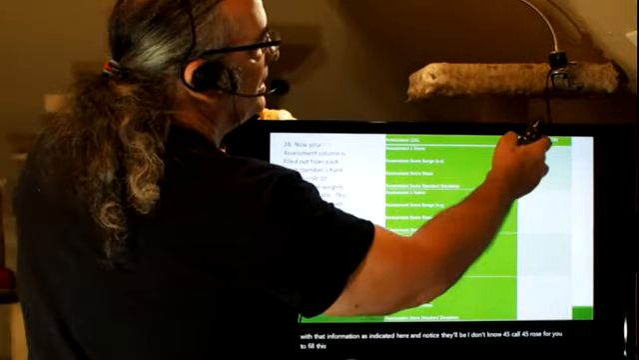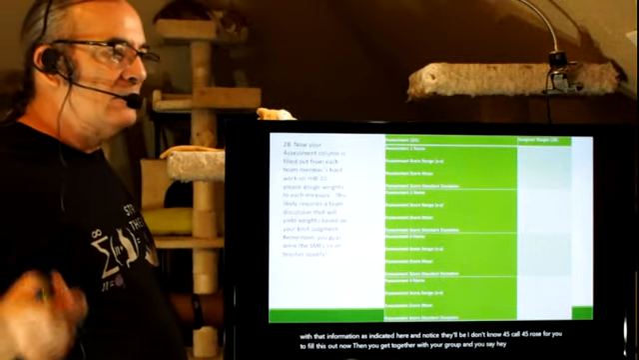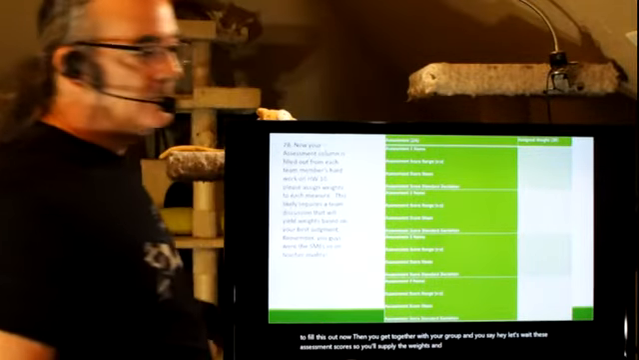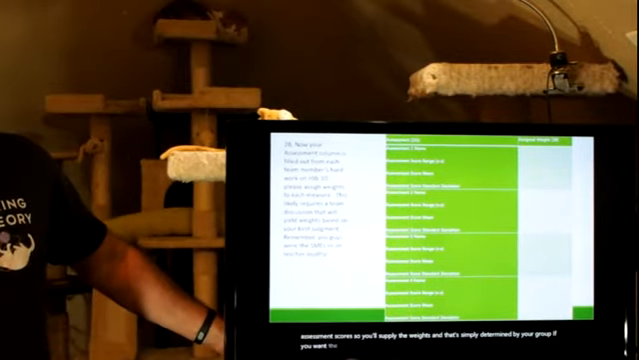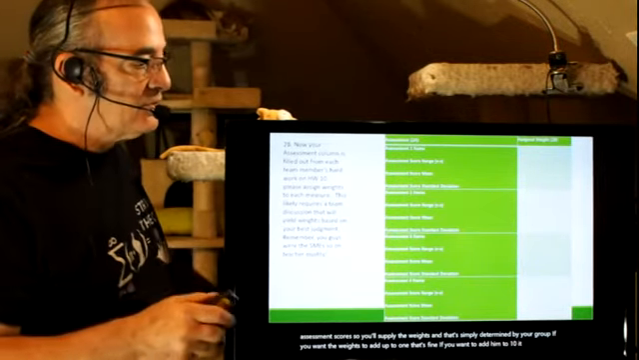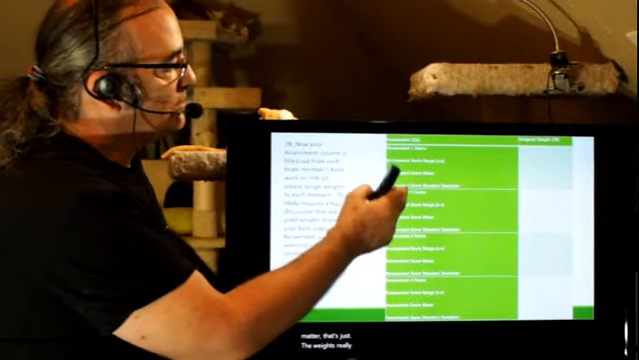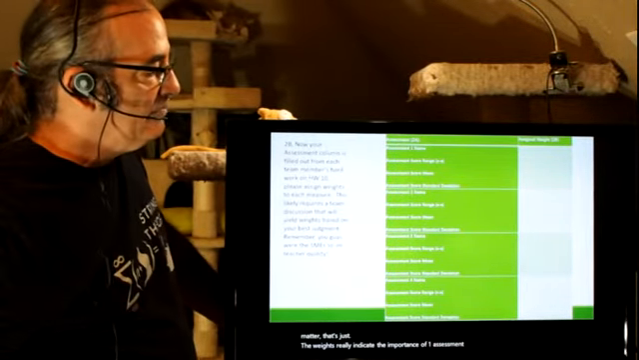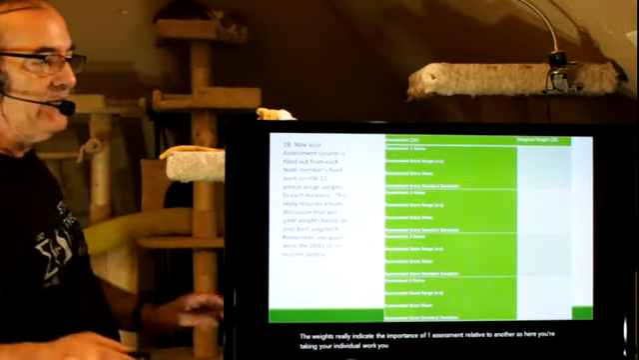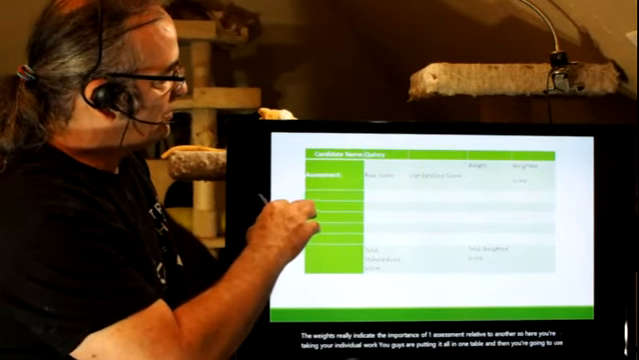Now, then you get together with your group and you say, hey, let's weight these assessment scores, so you'll supply the weights, and that's simply determined by your group. If you want the weights to add up to 1, that's fine. If you want to add them to 10, it doesn't matter. The weights really indicate the importance of one assessment relative to another. So here, you're taking your individual work, putting it all in one table, and then you're going to use that table to fill this table.